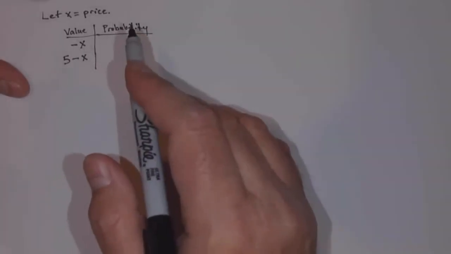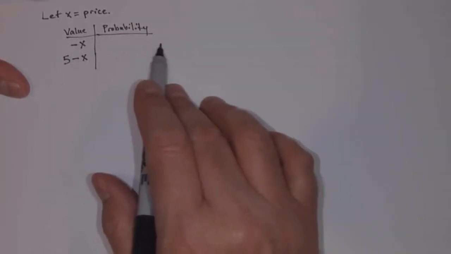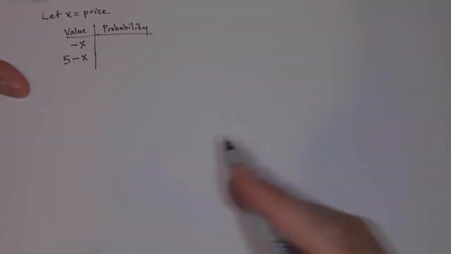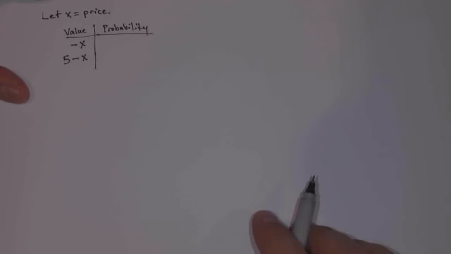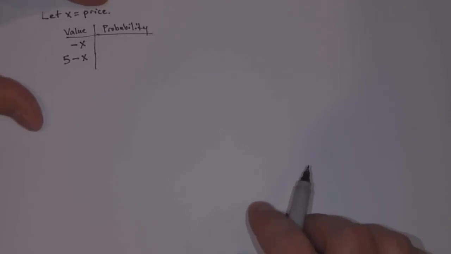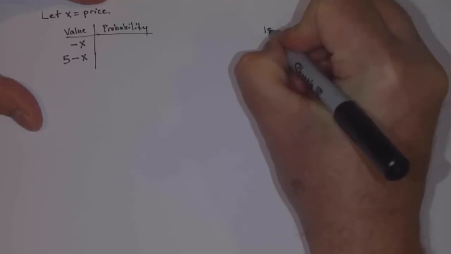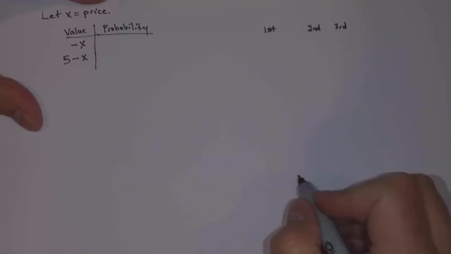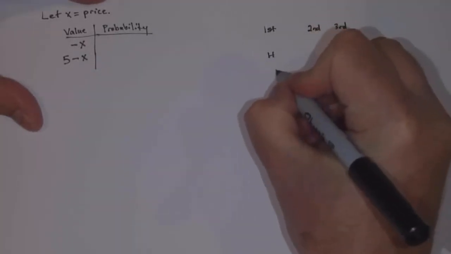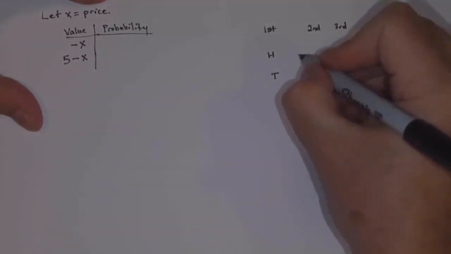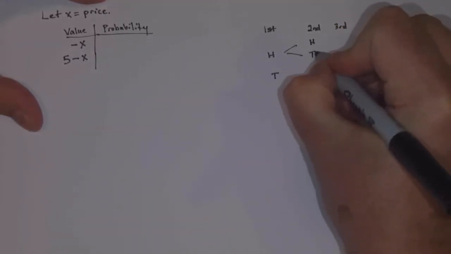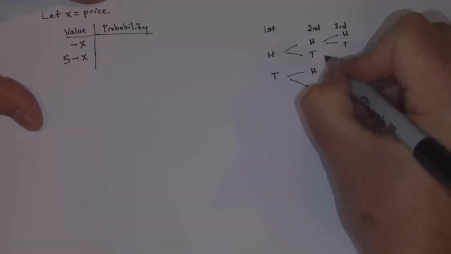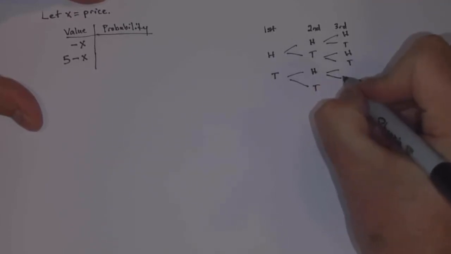Now the probability. We win if we get all heads or all tails, and we lose if we don't get all heads or all tails, and we're flipping 3 coins. So I want to think about that. I'm going to use a tree diagram. So I'm going to think about the first flip, the second flip, and the third flip. The first flip would be heads or tails. That's like the first coin. And then the second coin could be heads or tails. And then the third coin could be heads or tails for each of these outcomes.